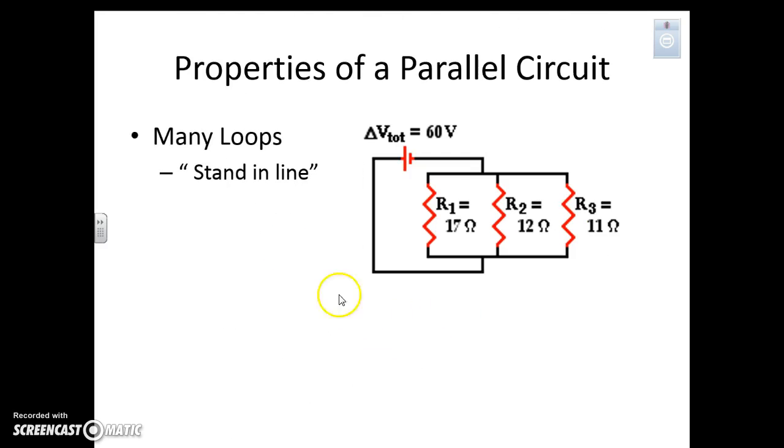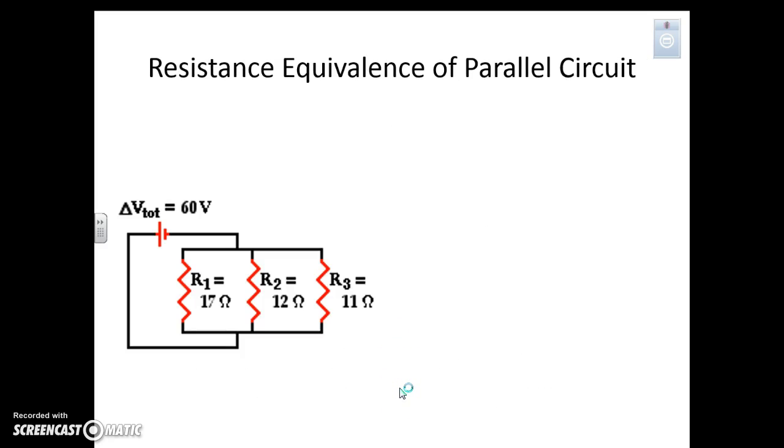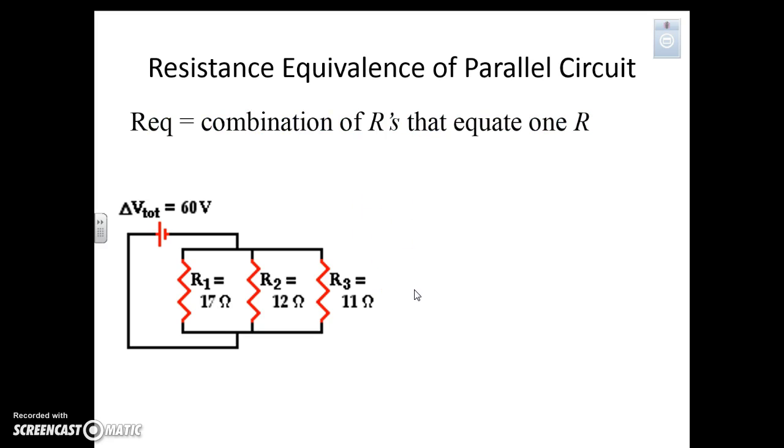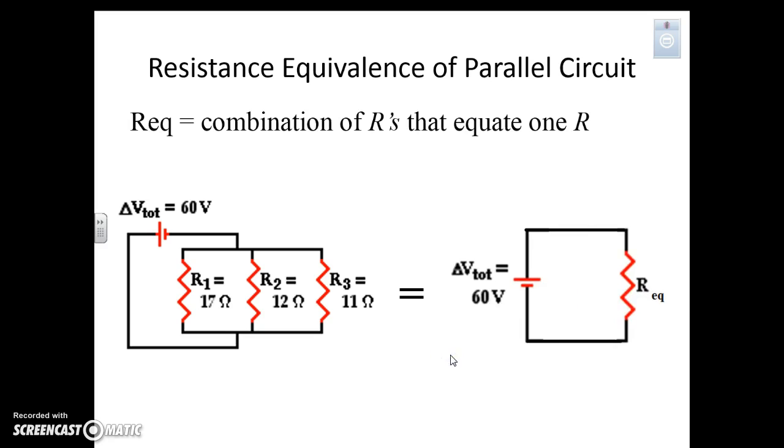As stated in class, we're standing in line, we're all holding hands at the same point right there. So we need to find the current. What we derived in class is that we can combine all three of these parallel resistors into one resistance equivalent that represents the three of them.